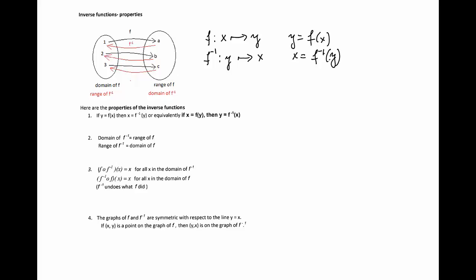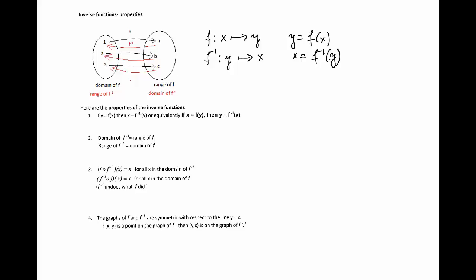Therefore, we have the first property. If y is equal f of x, then x is equal f inverse of y. And equivalently, after switching x and y to get more traditional notation, we'll say that y is equal f inverse of x if x is equal f of y.